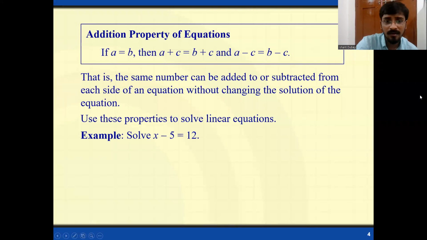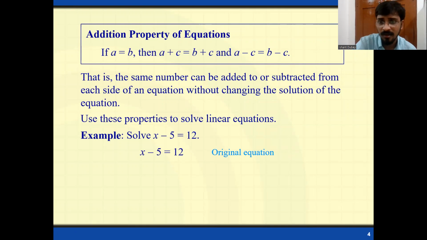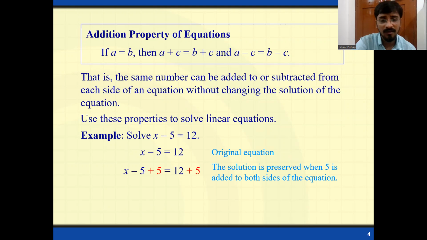So here x minus 5 equals 12 is the original equation. Then, as I said, we add plus 5 on both sides. When 5 is added to both sides of the equation, this minus 5 and plus 5 become 0. So on the left-hand side you will have only x, plus 0, and on the right-hand side 12 plus 5. Is it clear? I think it will be clear to you now.